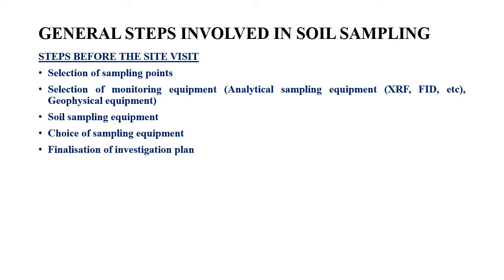Another simple way by which you can randomly select sampling points is that you can identify a benchmark, and from there, by means of a compass or measuring tape, you can choose the sampling points or locations.